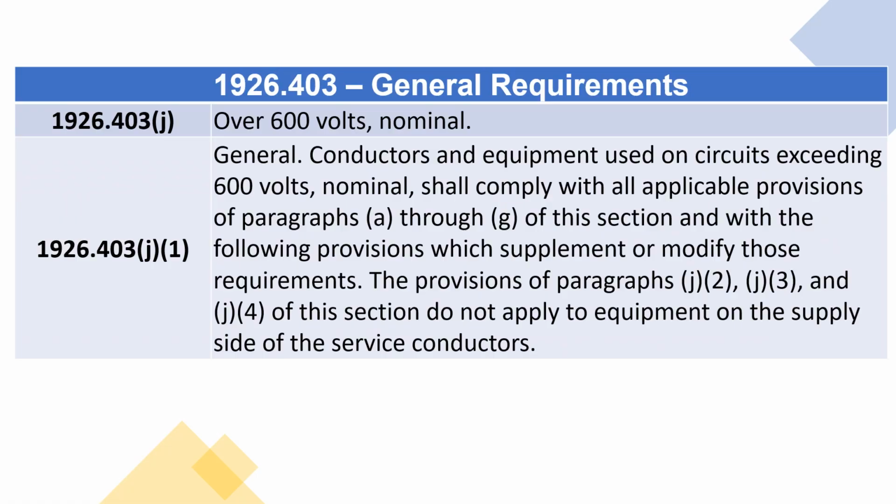1926.403(j), Over 600 volts, nominal. 1926.403(j)(1), General. Conductors and equipment used on circuits exceeding 600 volts, nominal, shall comply with all applicable provisions of paragraphs (a) through (g) of this section and with the following provisions which supplement or modify those requirements. The provisions of paragraphs (j)(2), (j)(3), and (j)(4) of this section do not apply to equipment on the supply side of the service conductors.